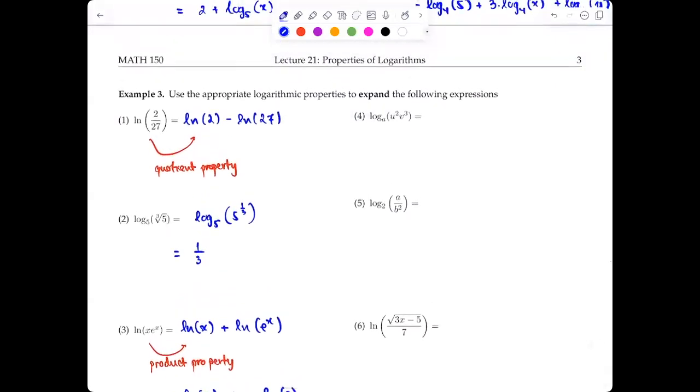Number 4, this is a product. Turn that into a sum again. So here log of base a of u squared plus log of base a of v cubed. Here you use the product property. And then the next step is to reduce the power. So this becomes 2 times log of base a of u plus 3 times log of base a of v. What you did is apply the power property.